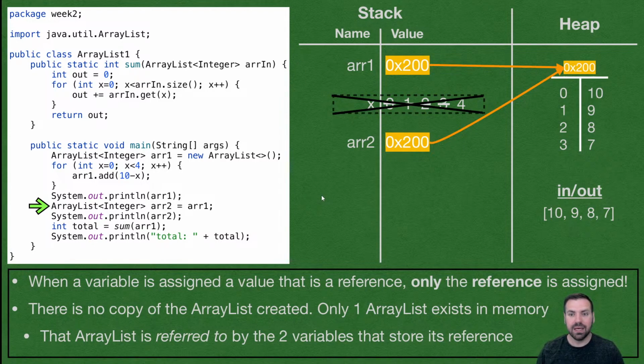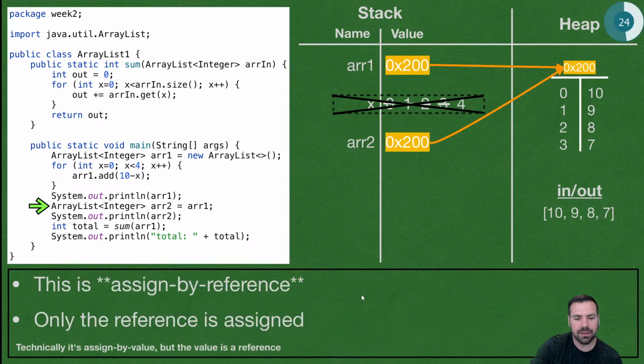And that's it. So what we did is what's called assign by reference. So only the reference was assigned to R2. A big beginner mistake is thinking that this is going to create a new array list of integer because we created a new variable of type array list of integer. But remember, this isn't actually a variable that stores an array list of integers. It's a variable that stores a reference to an array list of integers.